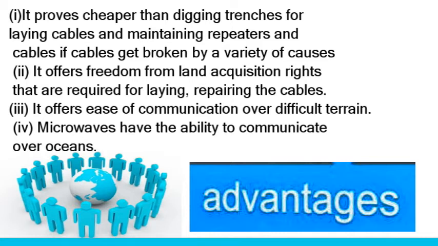Third type of advantage: it offers ease of communication over difficult terrain. The terrain may be very difficult, meaning the area we have is very difficult, and there the suitable option is the microwave signal. Next, microwave has the ability to communicate over the ocean. So it is one of the most efficient and feasible options, which we can use over oceans also. That is microwave.